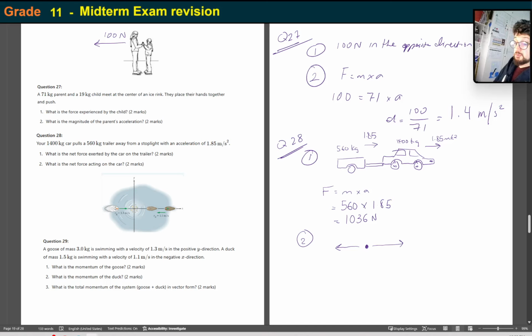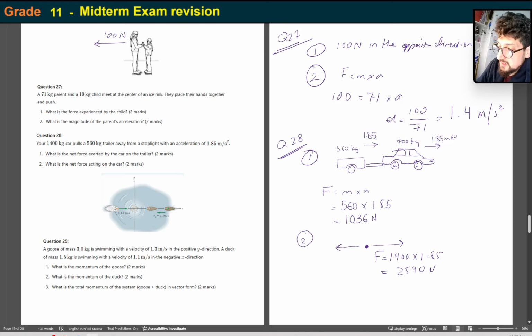So we've got the force of the car, which is, F equals ma, so 1,400 multiplied by 1.85. That equals 2,590 newtons. But that's not the full story. We want the net force. That would be okay if the car wasn't pulling a trailer. If the car was just going on its own, that would be the net force. But there is a trailer that is slowing it down because it's pulling the weight of the trailer as well.